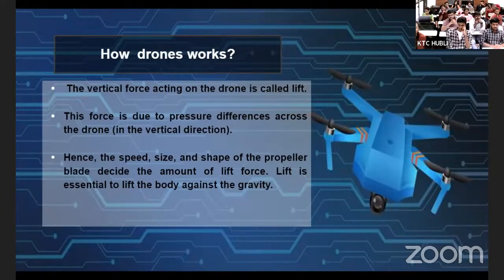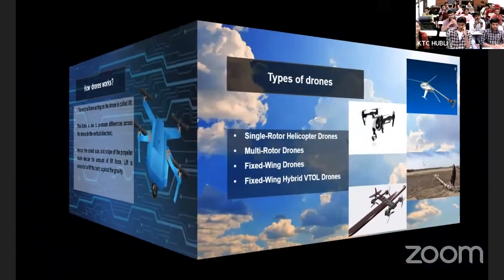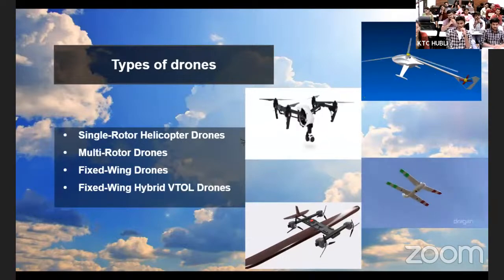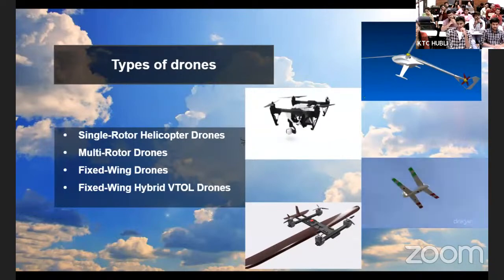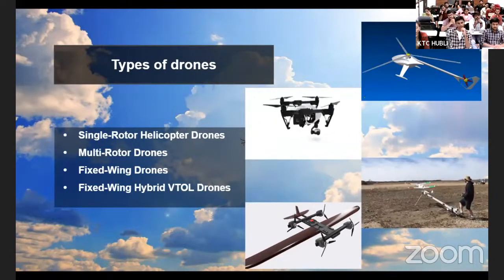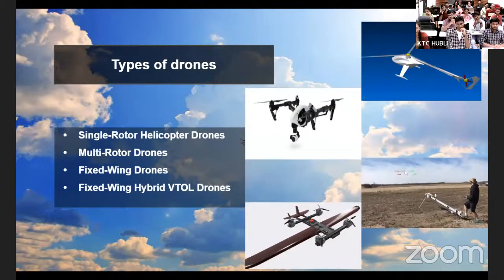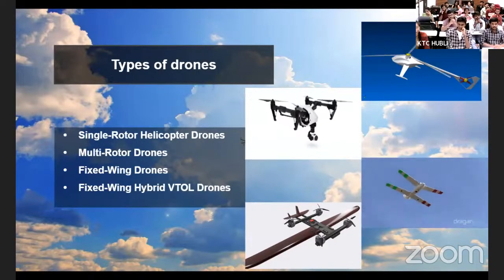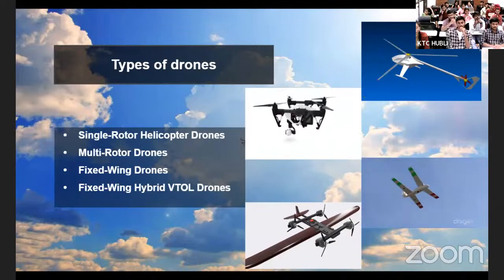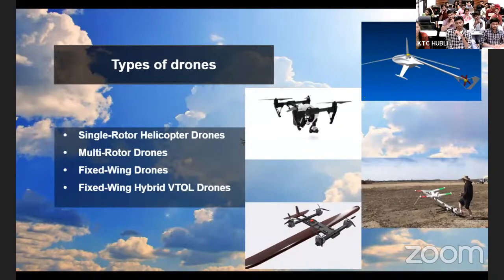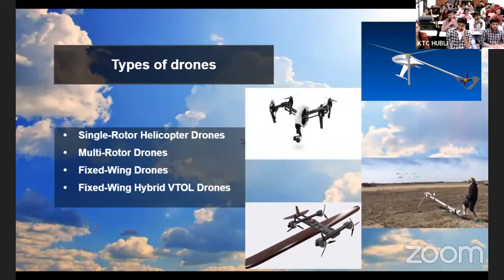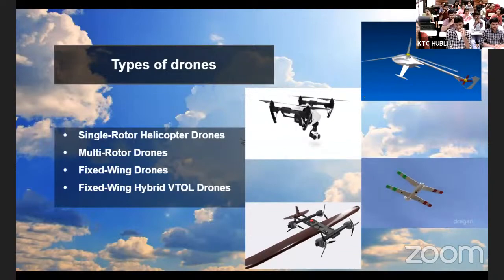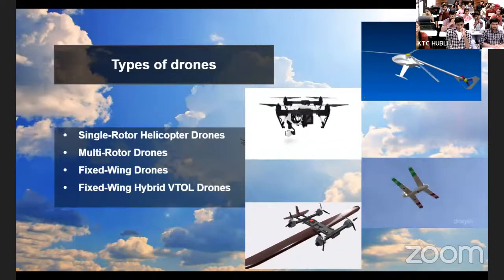So the different types of drones are single rotor helicopter drones, multi-rotor drones, fixed wing drones, and fixed wing hybrid VTOL drones. Firstly, single rotor helicopter drones have a rotor on top of the head and one more small rotor on the tail. These rotors are used to control the direction and the stability of the drone. These types of drones are used by construction professionals who want to carry payloads up to 40 kgs.